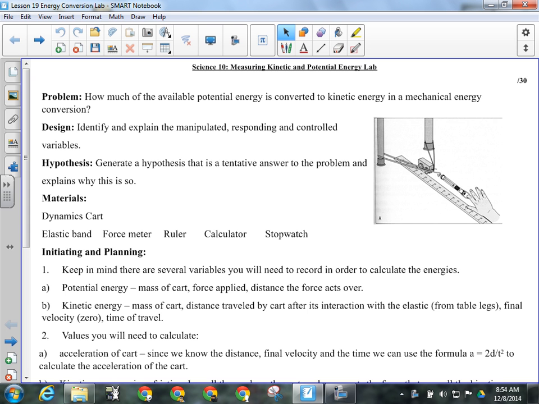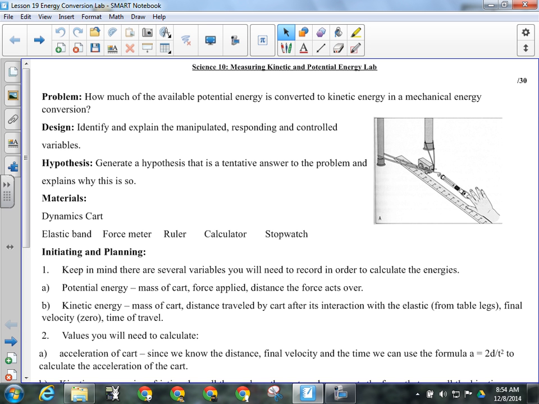Far from it. Energy conversions, especially mechanical energy conversions, are incredibly inefficient. Energy is lost whenever one form of energy is converted to another. We're going to be looking at a lab that's set up like our work lab.